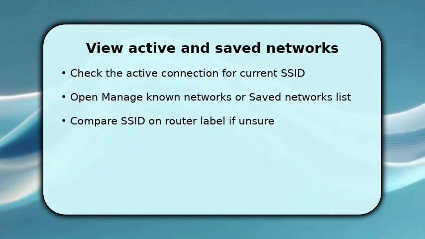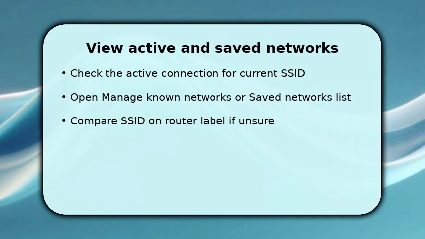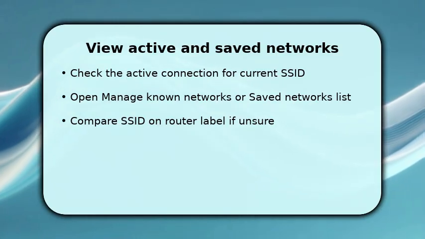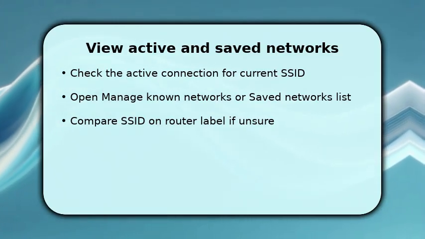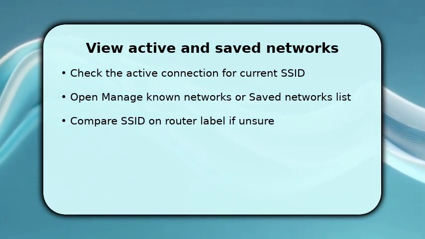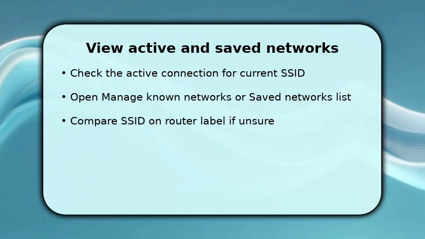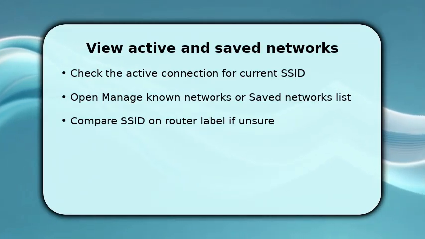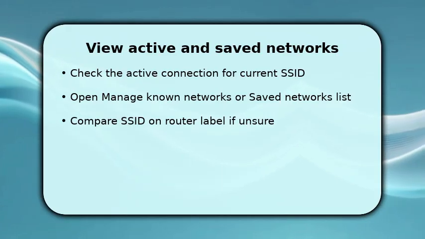Next, inspect both the active connection and saved network list so you can identify the correct SSID. On Windows, click the Wi-Fi icon to see the active SSID and go to Manage Known Networks for saved entries. On Mac OS, look under Wi-Fi or Advanced to view preferred networks. On mobile, view saved networks.